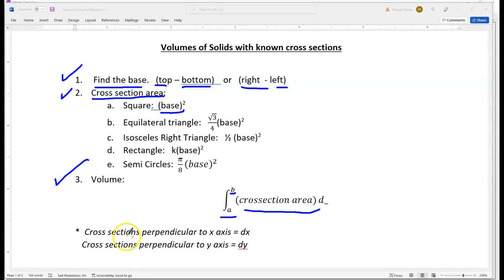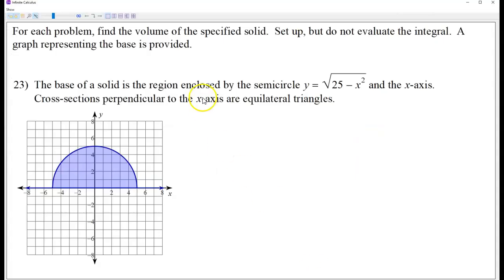You're doing it with respect to x if your cross sections are perpendicular to the x-axis, and you're doing it with respect to y if it's perpendicular to the y-axis. So let's go ahead and jump in and take a look at our first question here.